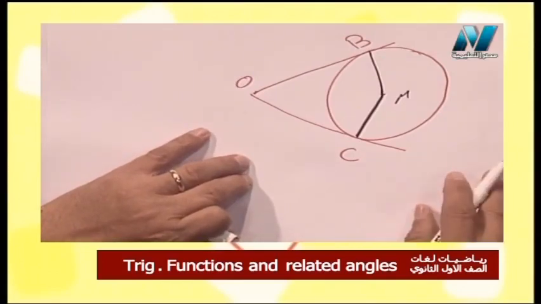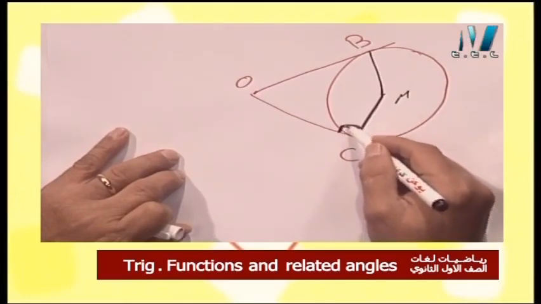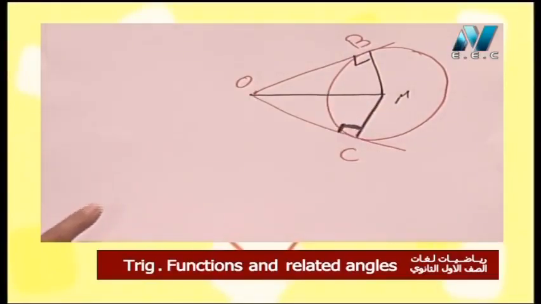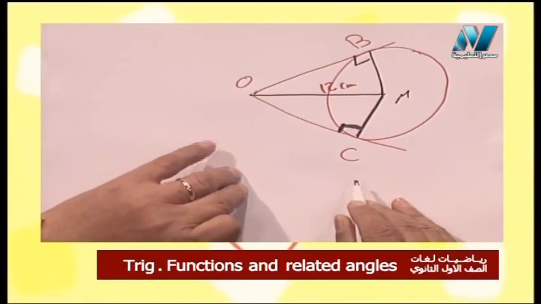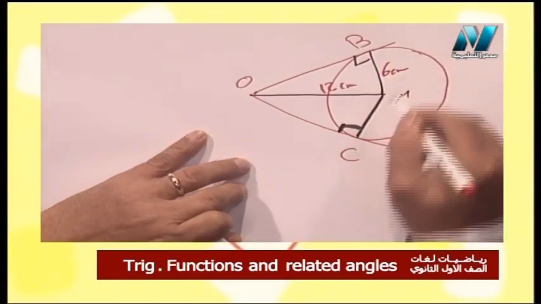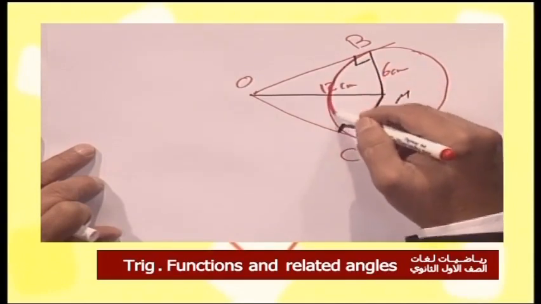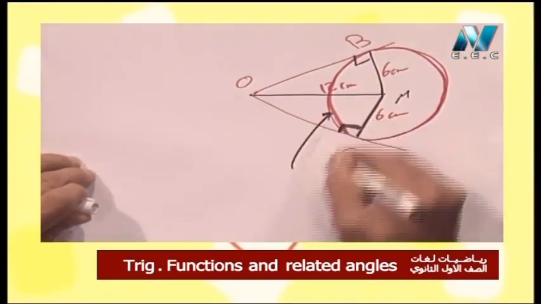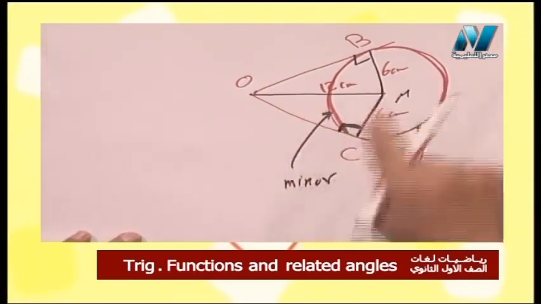From preparatory 3 studying, we know that OC is a tangent and MC a radius, so here it's a right angle. Here is a right angle too, and we have OM. OM here equals 12 centimeters, and we have here the radius equals 6 centimeters, and this is 6 centimeters, and he wants to find out the length of this arc, and the length of this one. We call the small arc the minor arc. This is the minor arc, and this is the major arc, and their sum equals the whole circle.